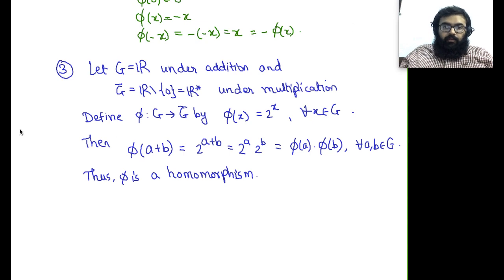Is it one-one? If 2 raised to a equals 2 raised to b, then we must have a equals b. So this will be a one-one homomorphism.